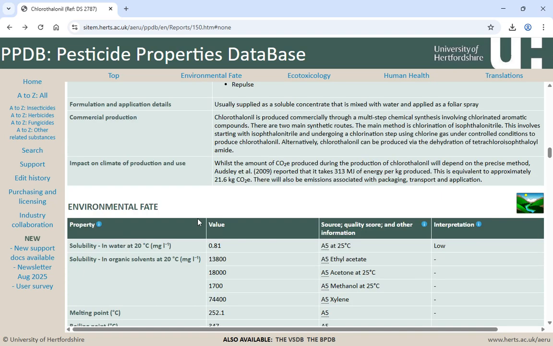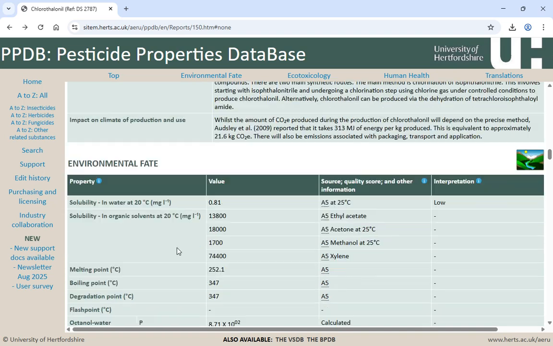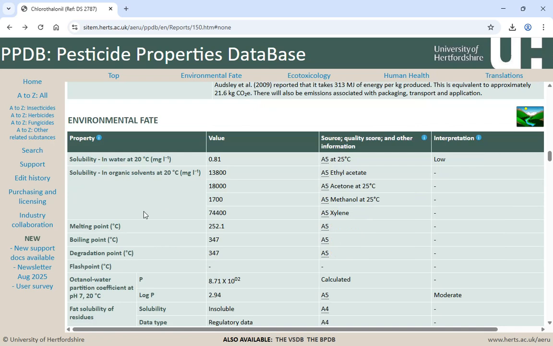Then we're coming down into the environmental fate section. There are a couple of things to point out here. You've got your items down the left, and again if you're not sure about any of these, click on the little information icon there. Then you've got the values attached to each of those properties. Over here we've got additional information on the actual measurements being made, but also what we call our quality barometer.